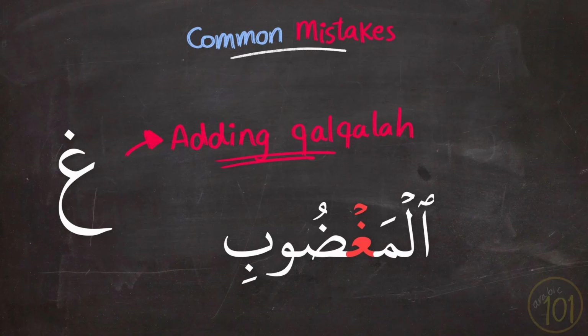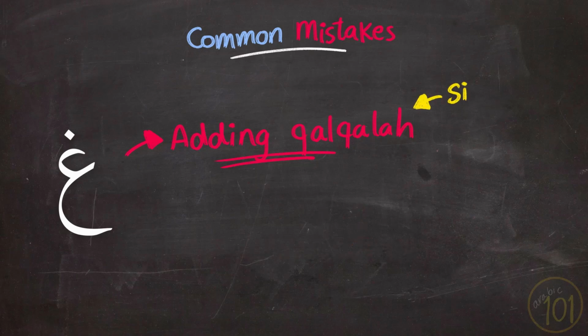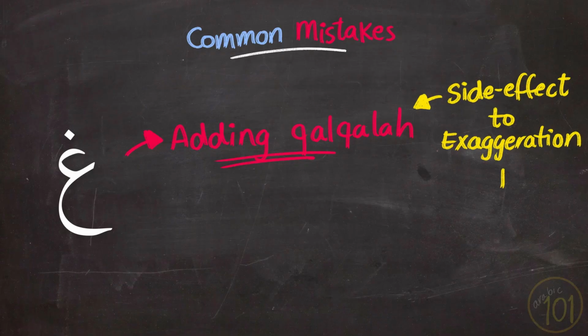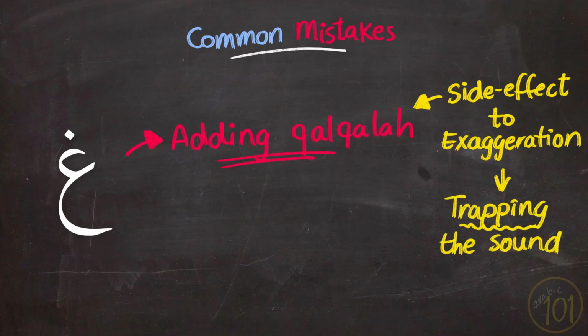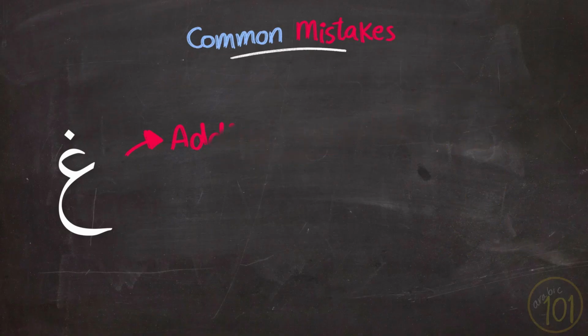This is also a side effect of the first mistake. So pressing too much on the articulator may cause qalqala to happen, to allow the sound to escape. But of course, ghain is not a qalqala letter, so it should not receive any qalqala whatsoever.